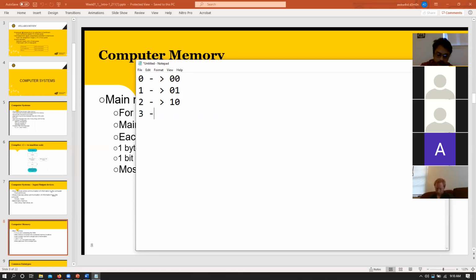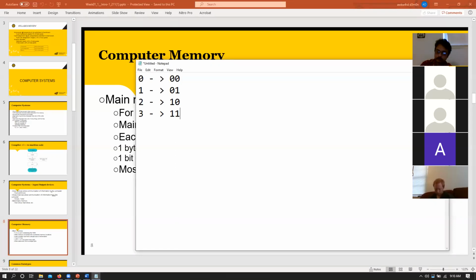Perfect. Now, we have 0, we have 1, we have 2. 0 was 0, 0, then 0, 1, then 2 was 1, 0. How do we represent the number 3? Yes, so the next possible combination would be 1, 1. Right, so we have 0, 0, 0, 1, 1, 0, 1, 1. That represents your numbers 0, 1, 2, and 3.